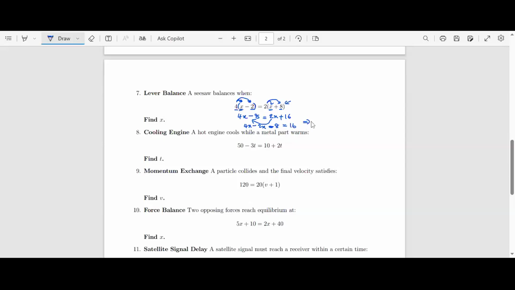Then 4x minus 2x is 2x minus 8. I need to isolate x now. So I'll take this minus 8 to the other side. So minus 8, when I take it to the other side, becomes plus 8. So 2x equals 24, x equals 12, right? So that's the answer. So 2x equals 24, you divide both sides by 2 and you get the answer as 12.